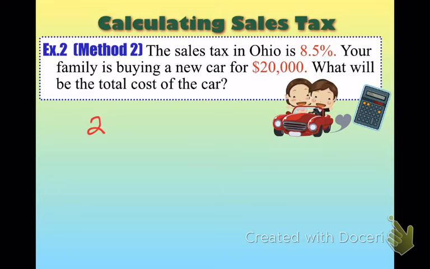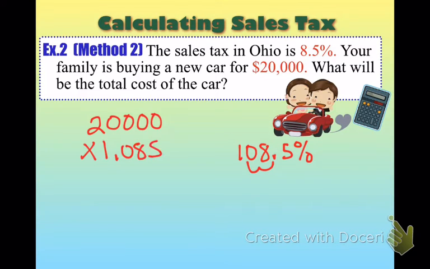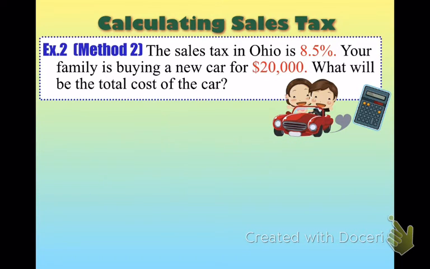So you can do $20,000 again. But this time, we're going to be paying 100 plus 8.5, so 108.5%. Move the decimal twice. You're going to multiply by 1.085. And when you multiply these numbers, you get the same exact answer, $21,700. So both methods work. It's just a matter of choice. The only difference is this one adds the number back in for you. All right, let's move on to the next one.